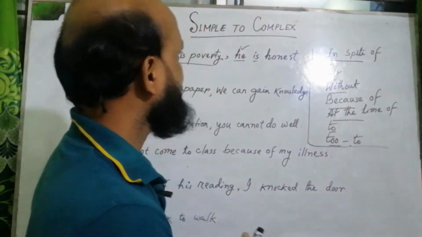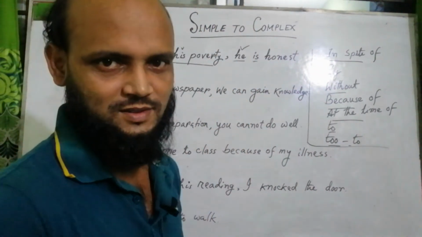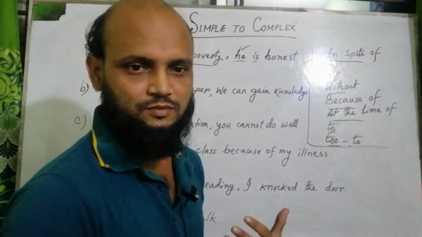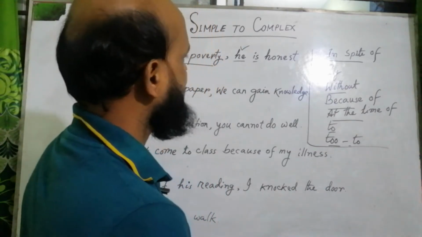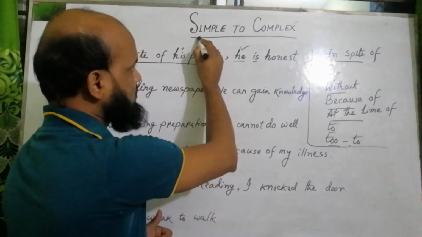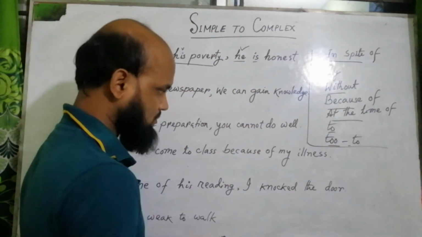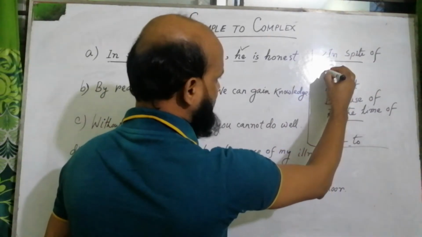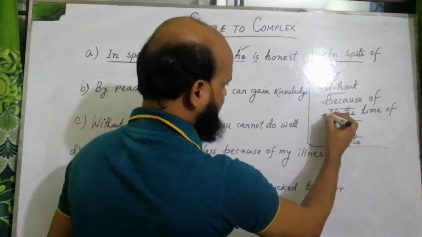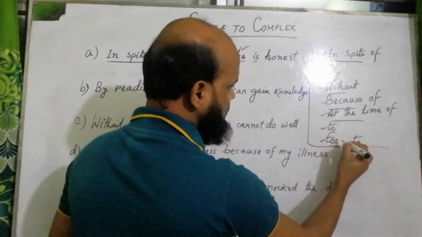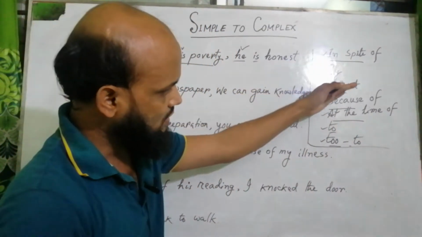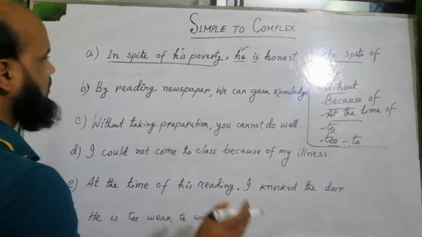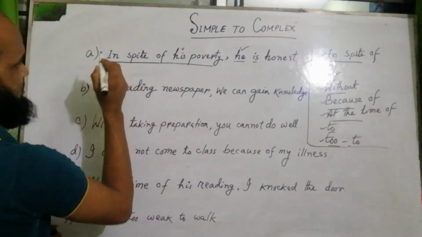And let's learn today simple to complex. This is a new topic, simple to complex, as I'm going with changing sentences. And now we will change simple to complex with these things: in spite of, by, without, because of, at the time of, to, and to. So these are the symbols that you find in simple sentences, and now we will change.